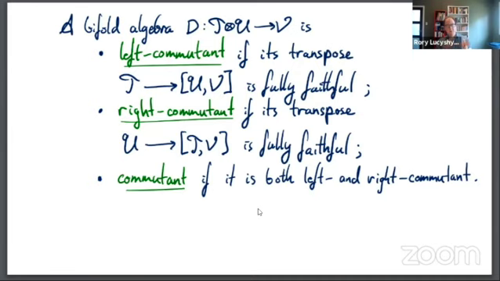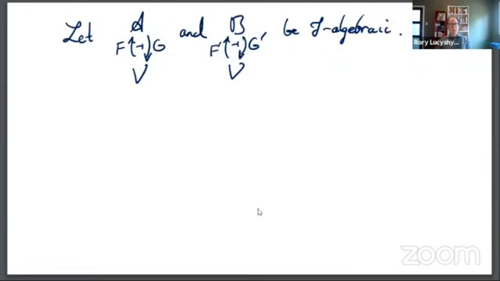But the reason for the terminology is that a bifold algebra is left commutant if its left face is the commutant of its right face. There is this theory of commutants for enriched algebraic theories, which I've developed. And so the requirement, in particular, for a commutant bifold algebra is that each of its faces is the commutant of the other.